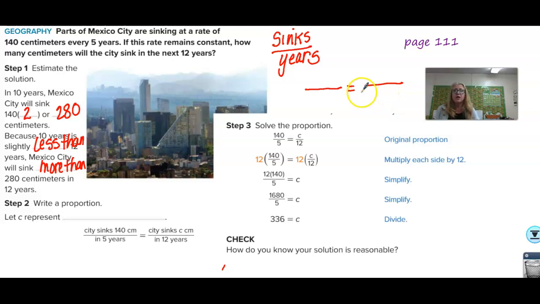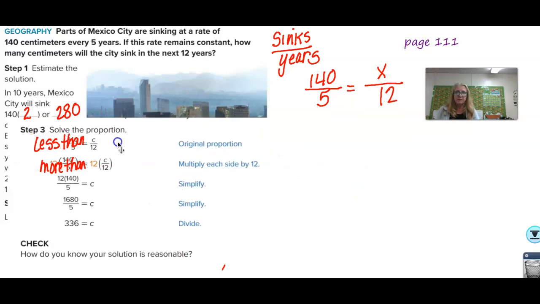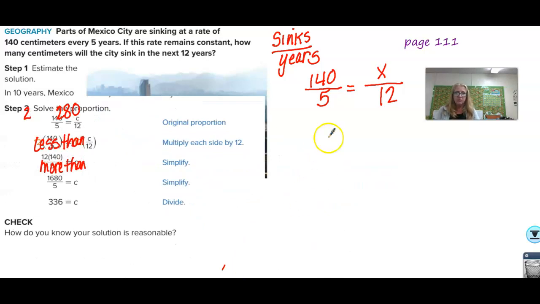All right, so if we know Mexico City is sinking at 140 centimeters every 5 years, we want to know how much will it sink in 12 years? Then we get rid of this work they have because I don't like how they do it. And we cross multiply. What's 140 times 12? Don't know off the top of my head. Going for the calculator. 140 times 12 equals 1680, equals 5x. Divide both sides by 5.